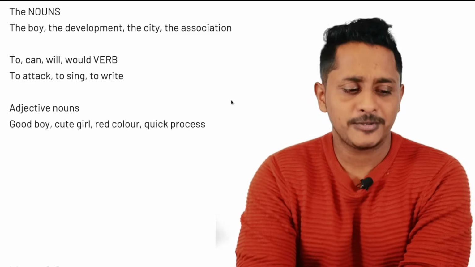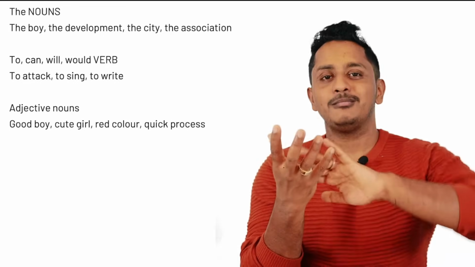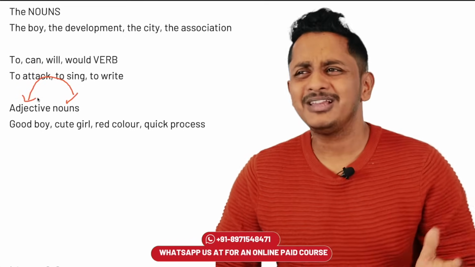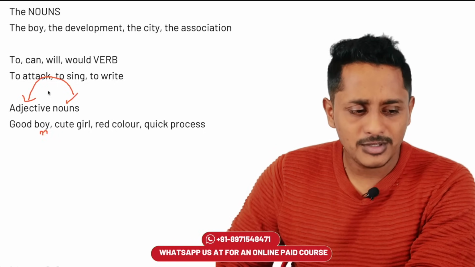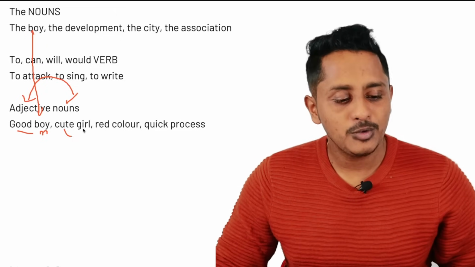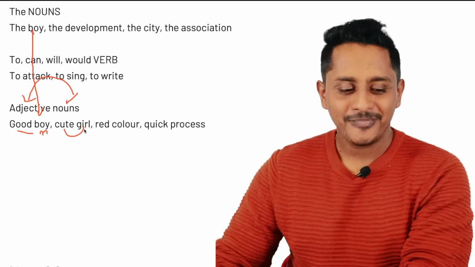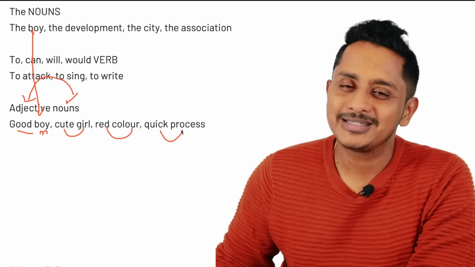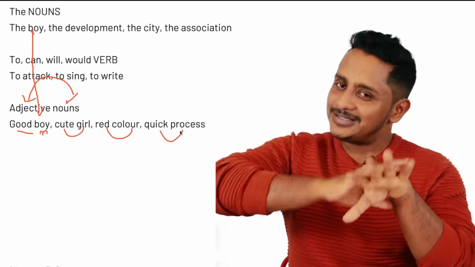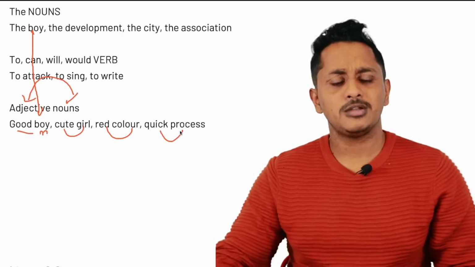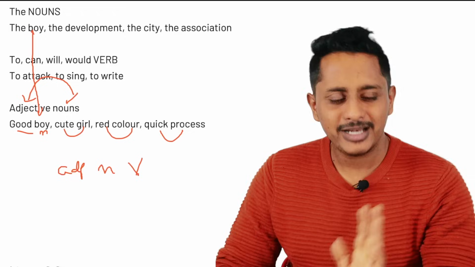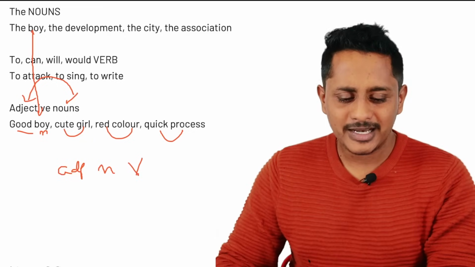Simple one. Adjectives. There is a noun, and before a noun, adjective comes. See here, pay more attention. It can come after a noun as well sometimes. But yes, boy is a noun, that's what we saw here. Good boy, which is right behind it. Cute girl, you can also say the girl is cute, that's also there. The red color, quick process, handsome person, beautiful girl. Getting it right? An adjective is the one that precedes a noun. A verb is the one that follows a noun. Say, this is a noun, this is a verb, this is an adjective. Usually, not all the time, adjective can come after a noun as well, but mostly let's understand it this way for simplicity's sake.